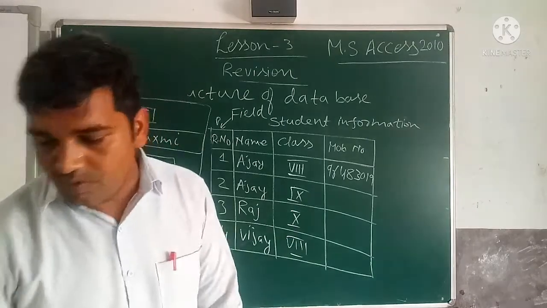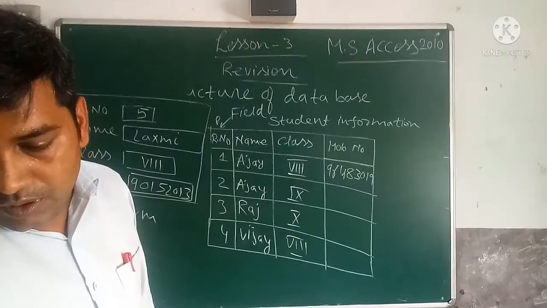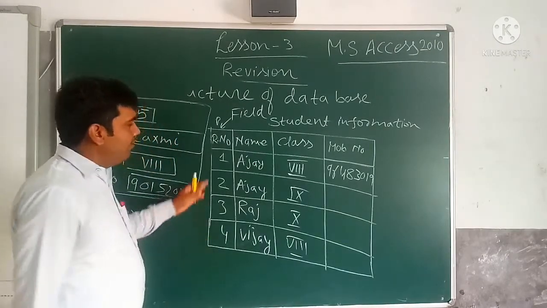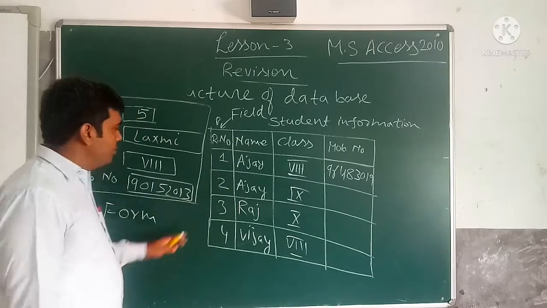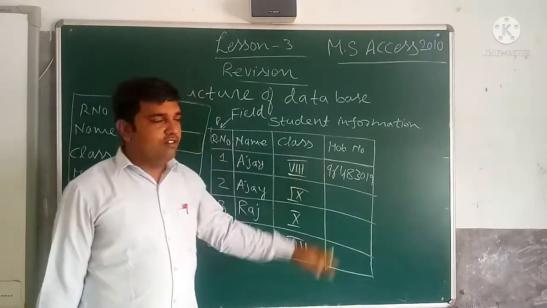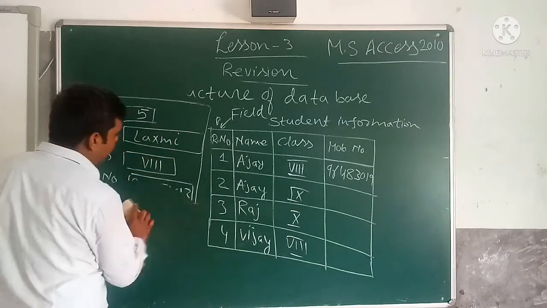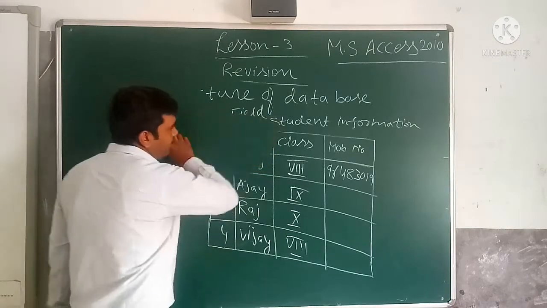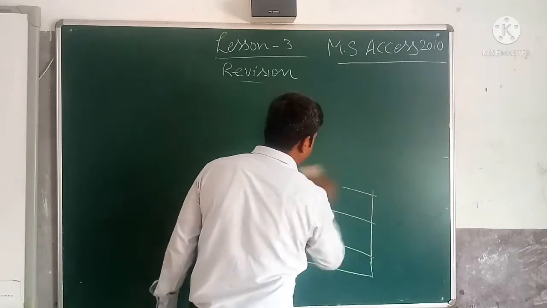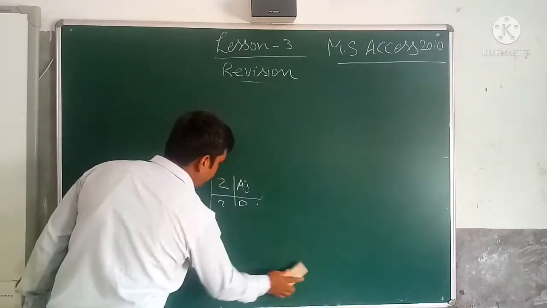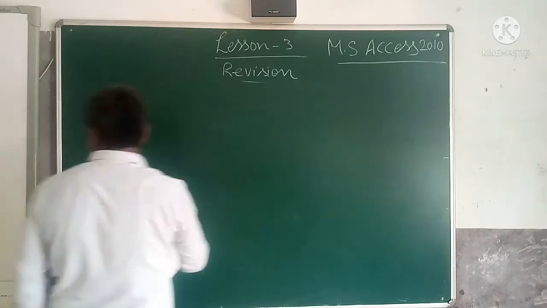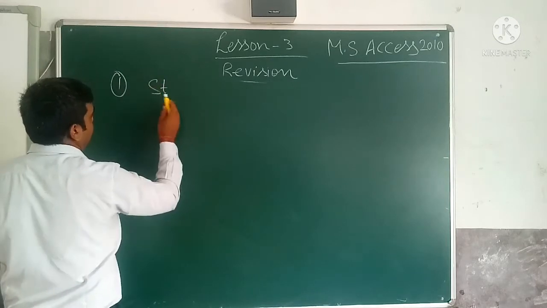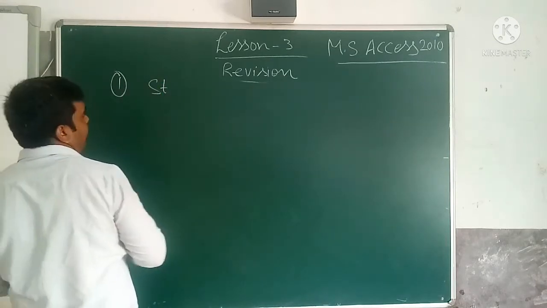So now the features of Microsoft Access. What are the features of Microsoft Access? Microsoft Access is used to store a large amount of information because it is a database. So it will store a large number of information. This is the first feature, stores. Here we get the features of MS Access.